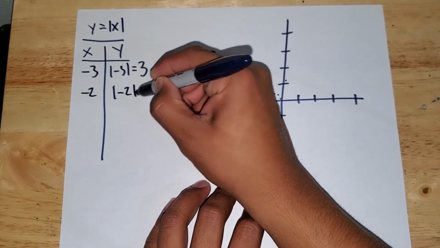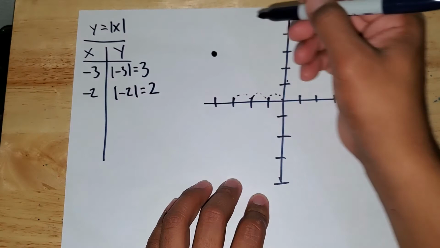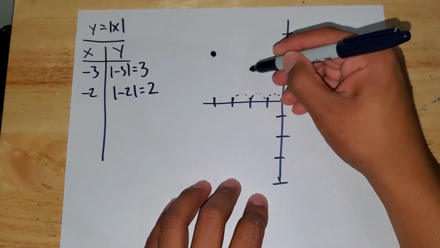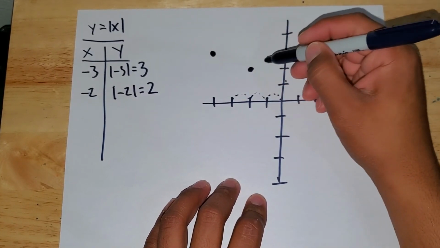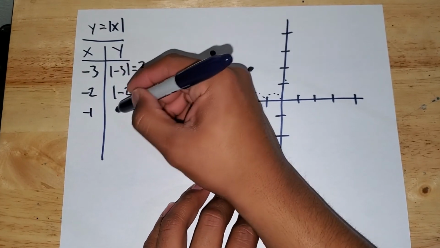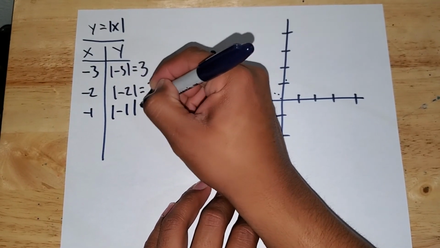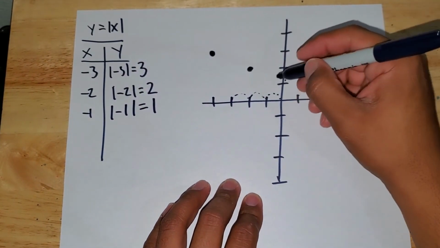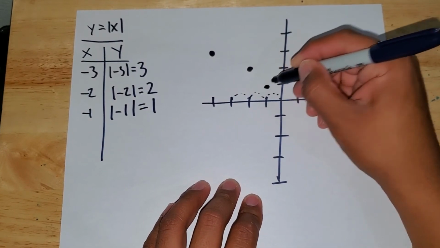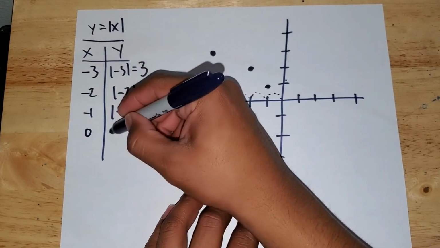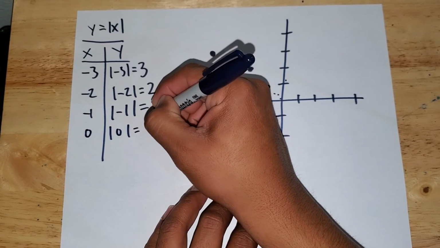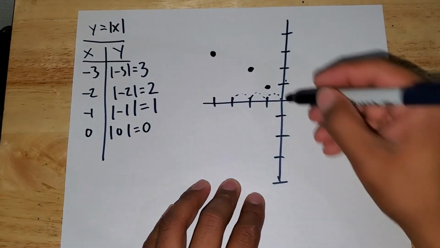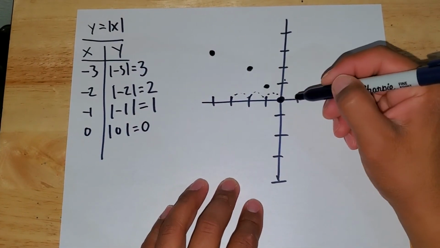I can use -2, same thing. Absolute value of -2, it just converts it to a positive. So at -2, we have 2. If I use -1, the absolute value of -1 is just 1. So it's here. If I plug in 0, the absolute value of 0 is 0. So we have 0 at the origin.